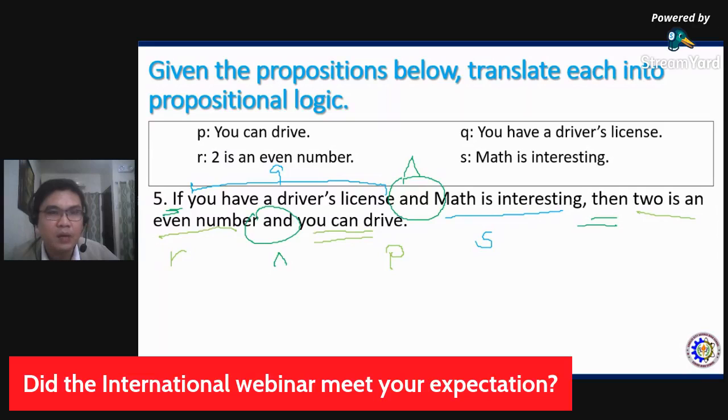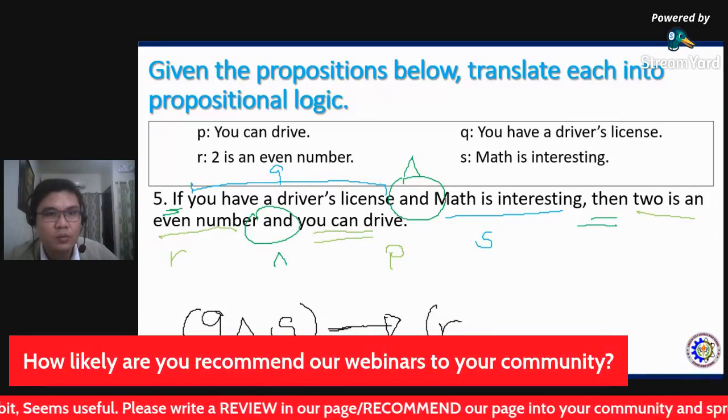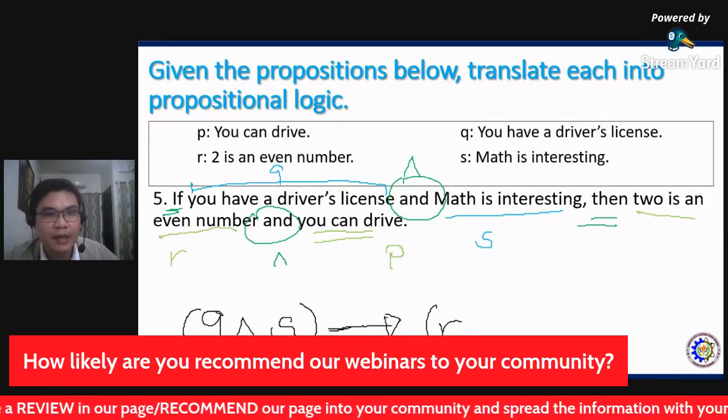So we can now write our propositional logic. The first one is you have a driver's license and math is interesting. We can write that as Q and S. But we need to group this because this is part of the hypothesis, or the if statement. Then moving on to the next one. Remember, the if-then is represented by this conditional arrow symbol. 2 is an even number, so we have 2 is an even number, denoted by R, and P.